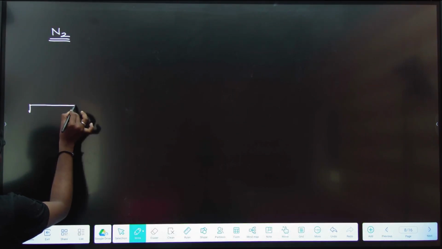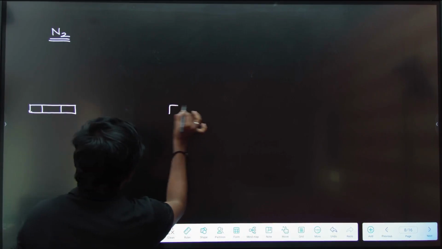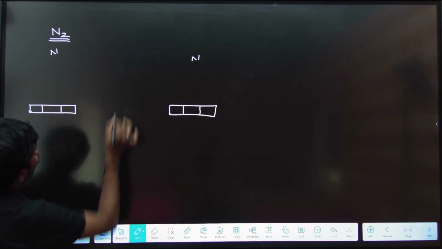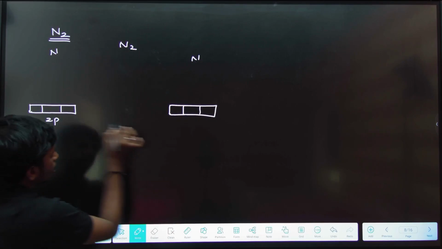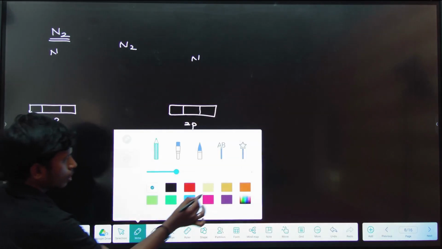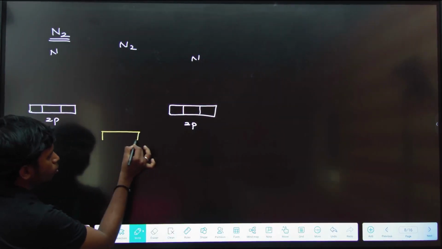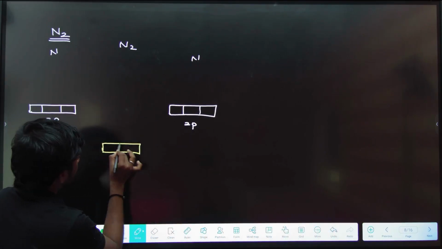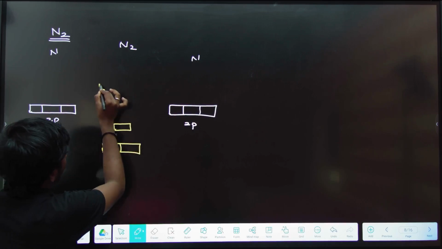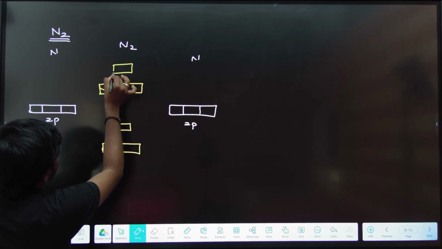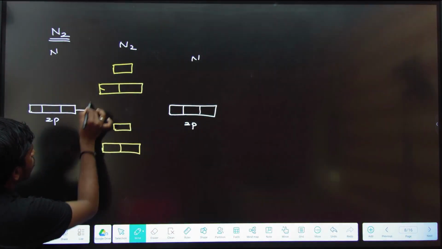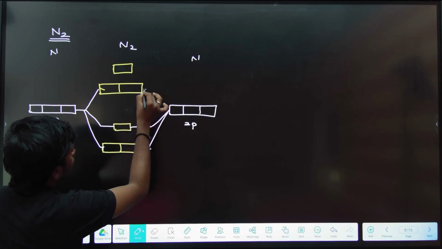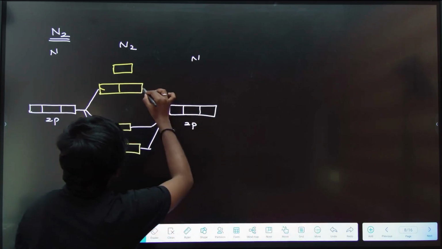For N2, the 2p orbitals of nitrogen get involved. Similarly, on this side the 2p orbital of nitrogen gets involved. This is one nitrogen, this is another nitrogen, and they are going to form the N2 molecule. This is a 2p orbital, this is a 2p orbital. Okay, if both are mixing, it will produce an equal number of molecular orbitals. It is a molecular orbital diagram for nitrogen.